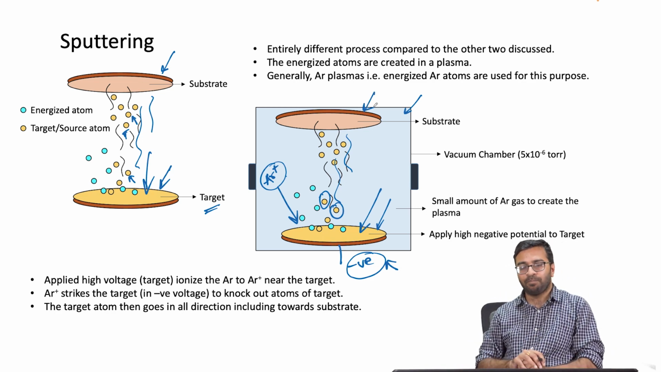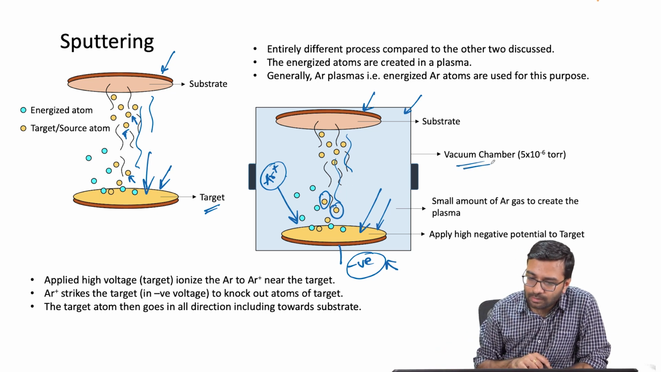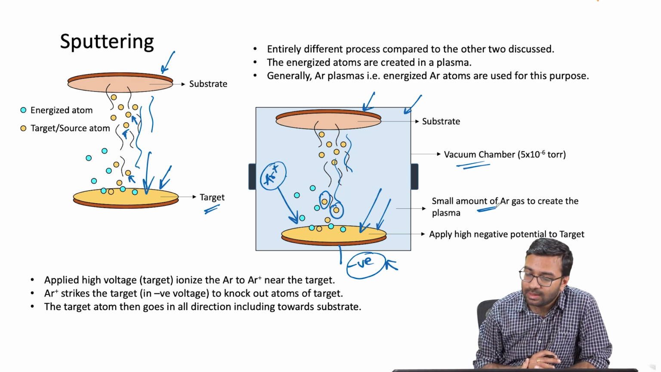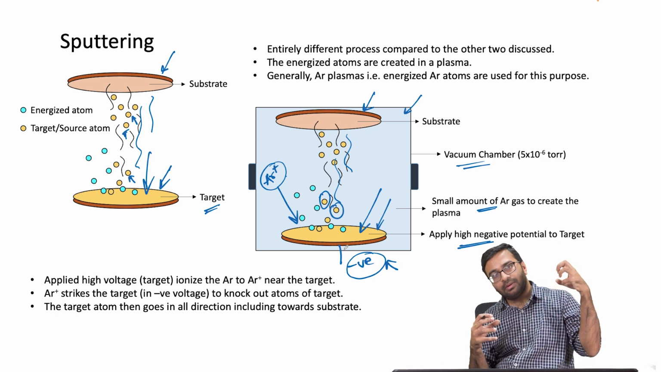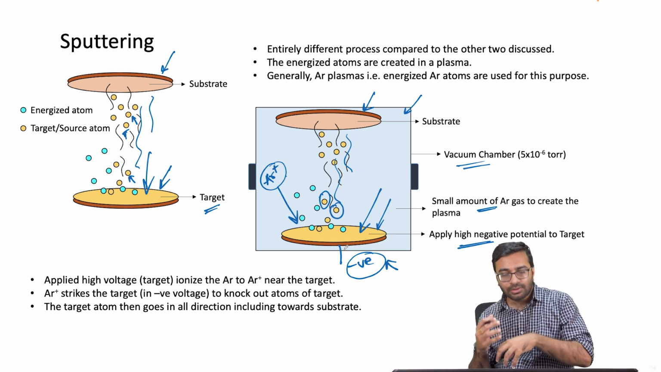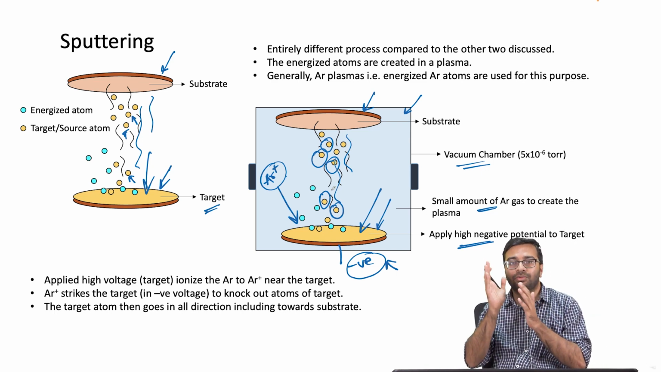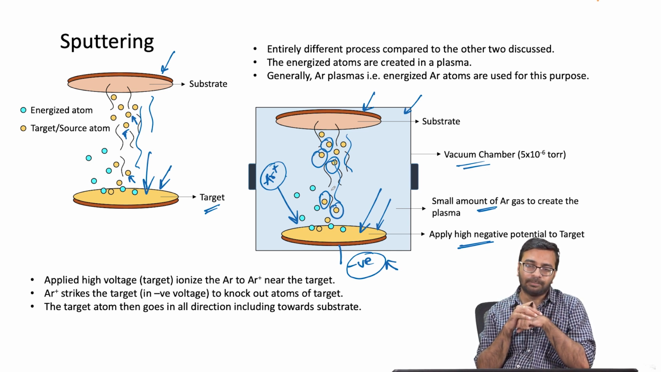on the substrate. So usually we create a very high vacuum in this case, and there will be a small amount of argon gas because we need a plasma, and then we apply a high negative potential to the target so that the argon plus can hit the target material very hard, or transfer the energy to that target material, so that we get target material atoms coming out from the target and getting deposited on the substrate. So this is the sputtering technique.